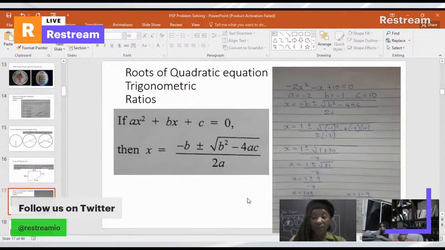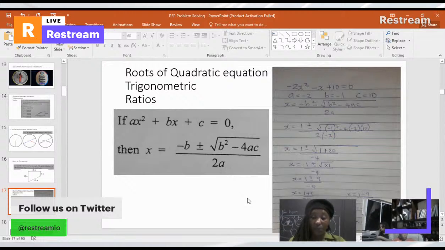There are several things we can do. But not all quadratic equations can be factorized. However, this quadratic formula can be used to solve any quadratic equation. So if you try factorizing and it can't be done, you can always go to the quadratic formula and you will get your solution. Now, the quadratic formula says x is equal to negative b plus or minus the square root of b squared minus 4ac all over 2a.